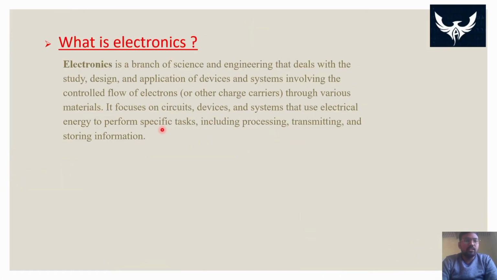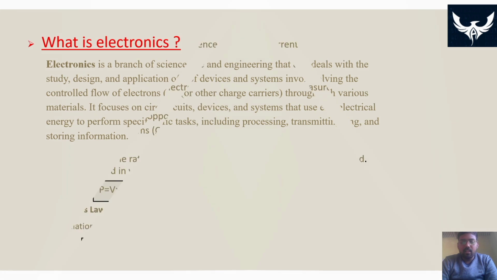What is electronics? Electronics is a branch of science and engineering that deals with the study, design, and application of devices and systems involving the controlled flow of electrons through various materials. Its focus is on circuits, devices, and systems that use electrical energy to perform a specific task, including processing, transmitting, and storing information.